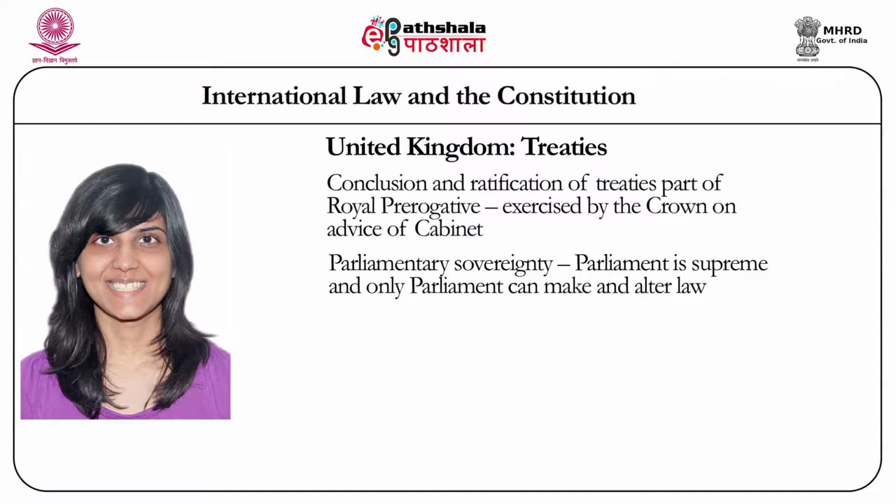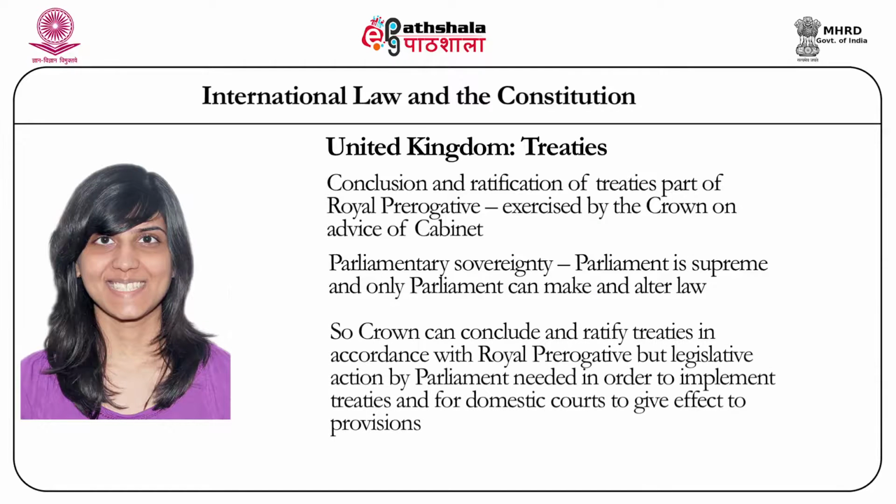In accordance with this principle, only Parliament can create and alter existing law, and not the Crown. So while the Crown can conclude and ratify treaties in accordance with the royal prerogative, these treaties do not automatically become a part of English law. Legislative action by Parliament is required in order to implement treaties and for domestic courts to give effect to their provisions. Several decisions of English courts have upheld this position.